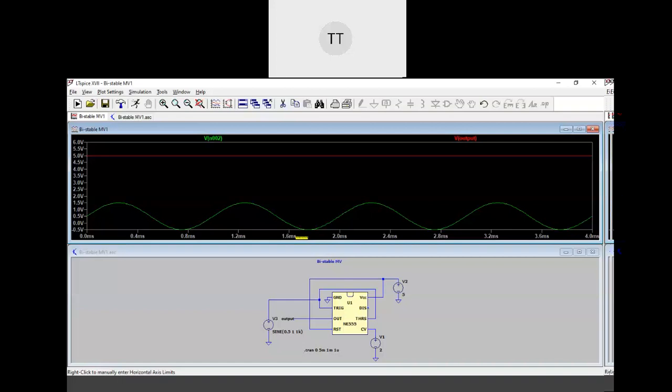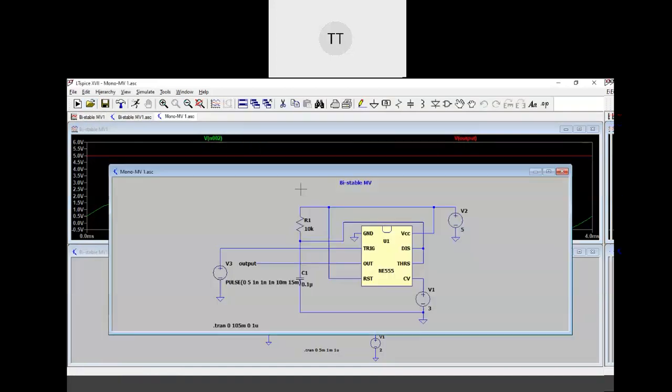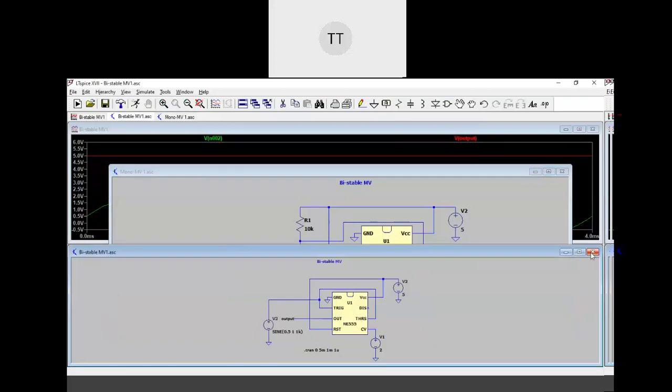Is bistable done, 100% clear to all of you? Anybody any problem with bistable multivibrator? Okay, then we shall move on to monostable and try to understand some more concepts of that. This I will close.